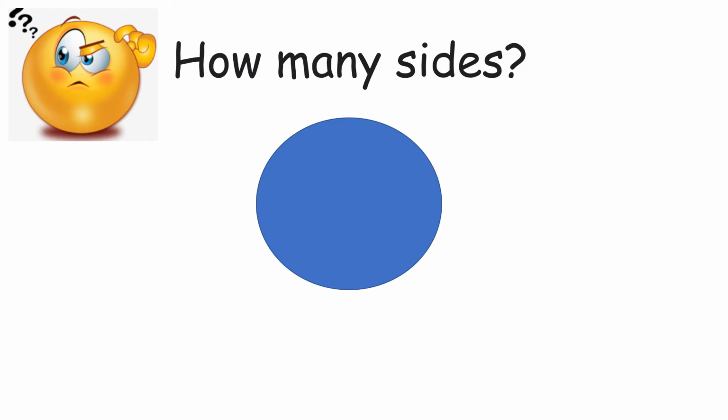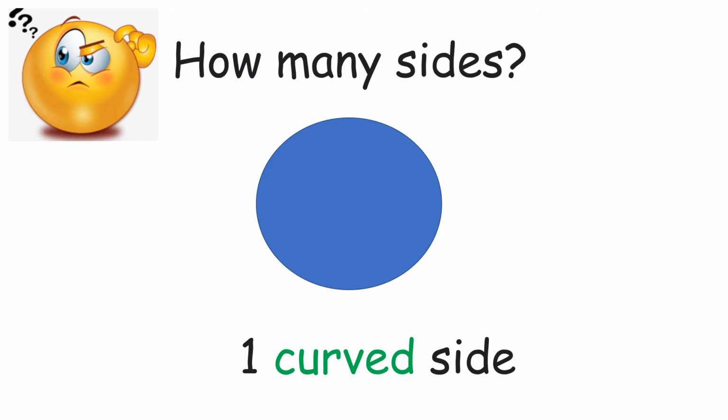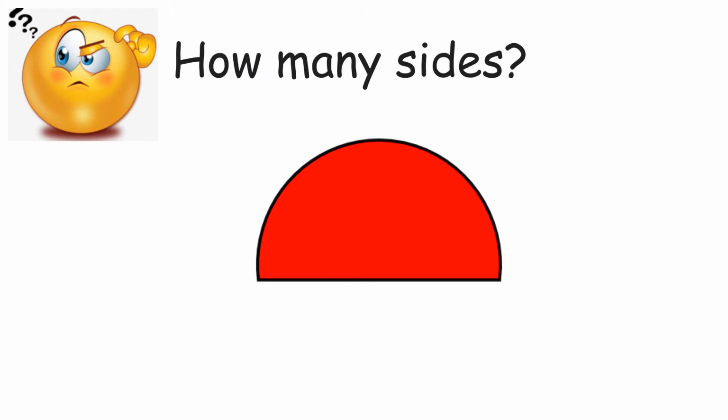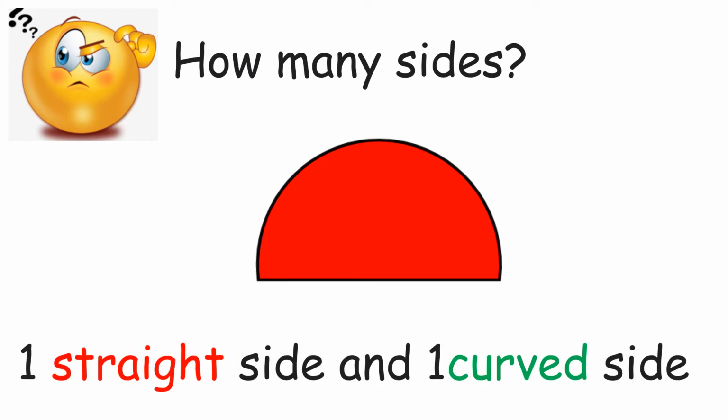What about this shape? What is it called? How many sides does it have? 1 curved side on this circle. What about this shape? What is it called? And how many sides does it have? This one is a trick question. This semicircle has 1 straight side and 1 curved side. So it has 2 sides in total.